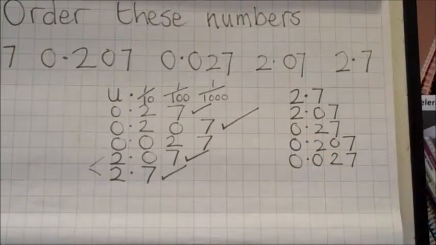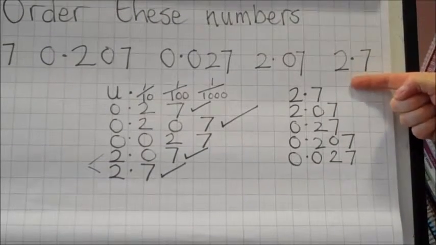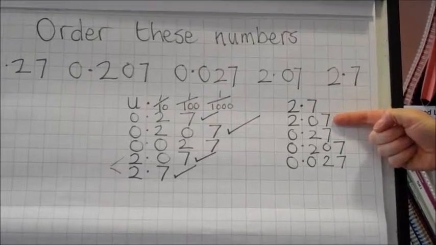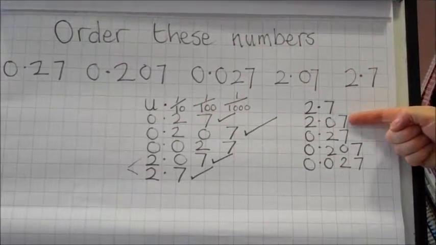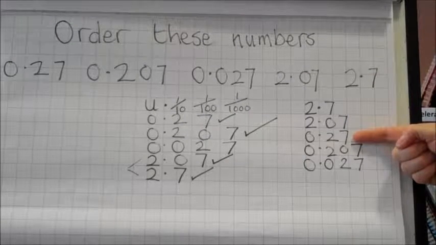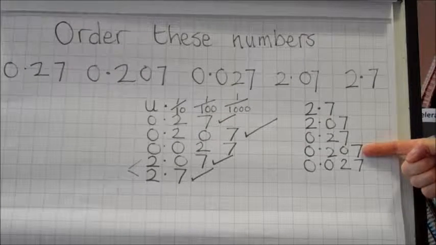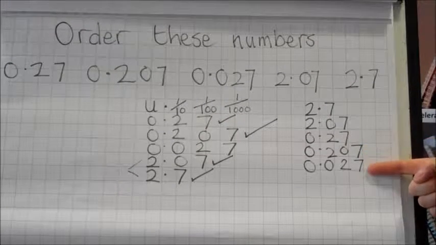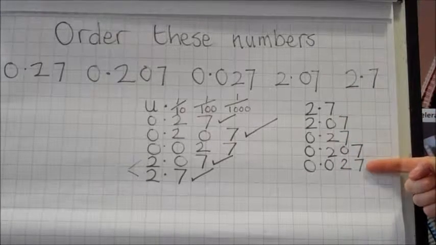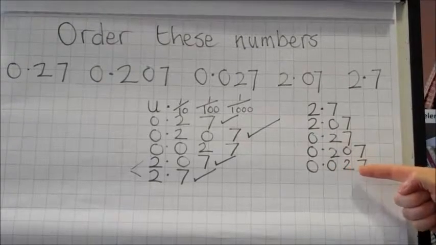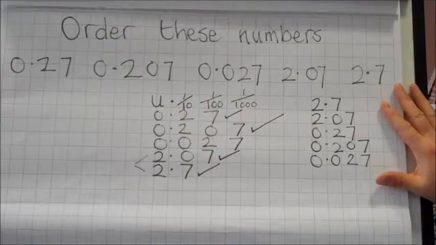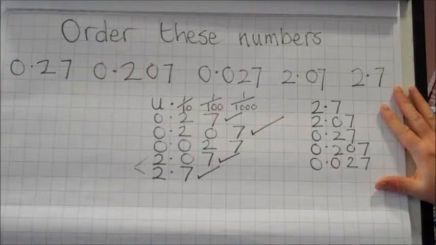So let's just check. From the smallest to the largest, largest to the smallest. 2.7 I know is bigger than 2.07. 2.07 I know is larger than 0.27. 0.27 I know is larger than 0.207. And I know here by looking at the columns, because I know what every column represents in terms of place value, I know that 0.027 is the smallest. So that's how you order numbers by knowing your place value really well.